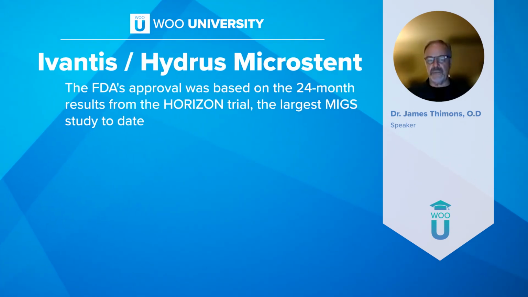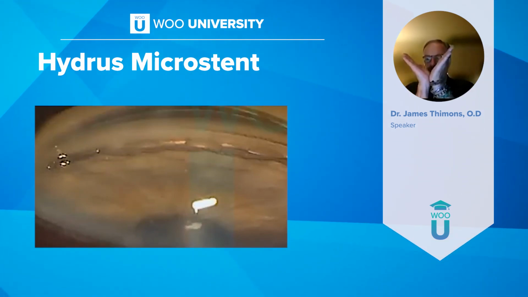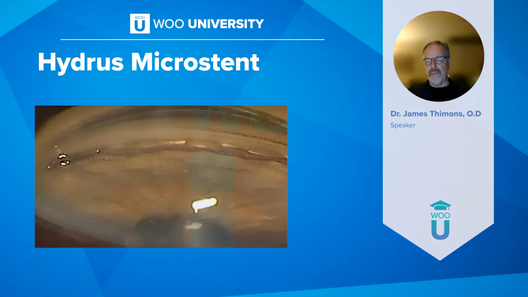This is a Hydrus by Avantis. It's a Horizon trial. It was a study that was done. That's what they look like. So they occupy 1/4 of the anterior chamber. So you take a pizza and cut it in 4 parts. This is one of the pieces of the pie.